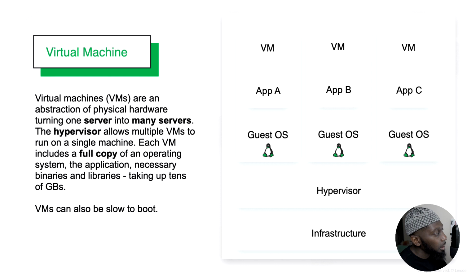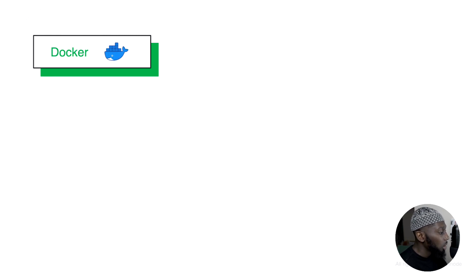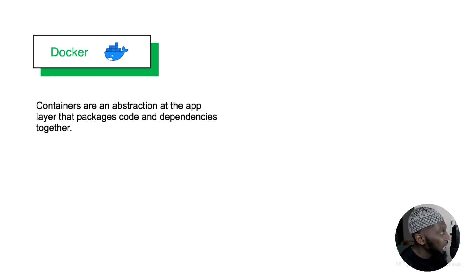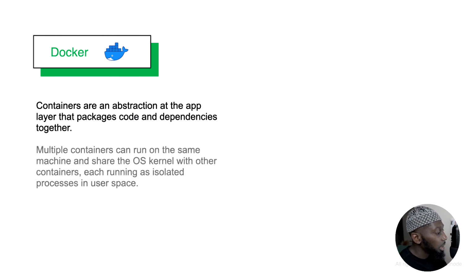And the most popular VM software out there are, for example, VMware or Toolbox, but obviously there are others. Now, Docker, in contrast, uses containers, which is an abstraction at the app layer. And basically, as you saw with that container diagram, it packages the code and all dependencies together. Multiple containers can run on the same machine, and they share the exact same operating system kernel. Each container runs as an isolated process in its own user space.